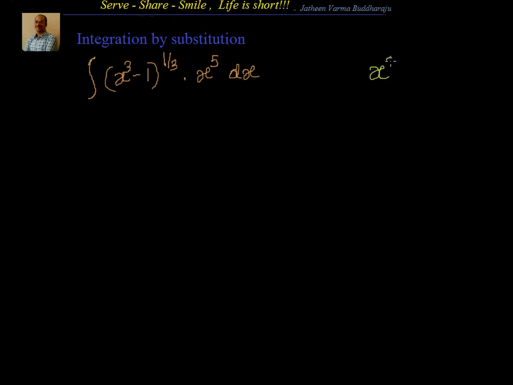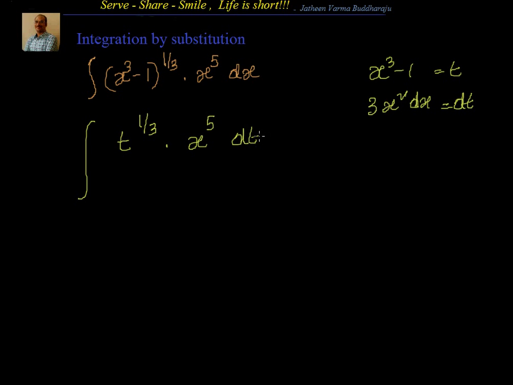So let us take x cube minus 1 equal to t. What happens? 3x square dx will become dt. So let's go ahead and substitute here. I will have the integral of (x cube minus 1), that is t to the power of 1 by 3, into x to the power of 5, which I will write as it is.